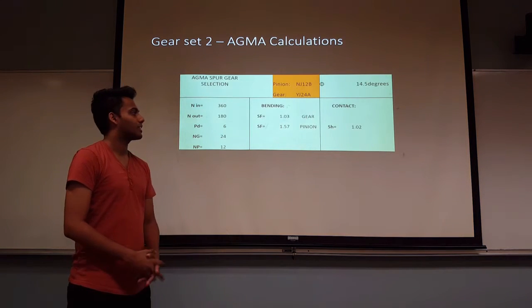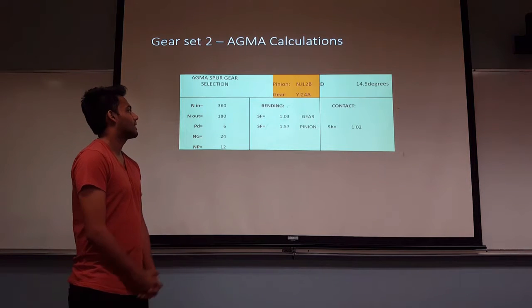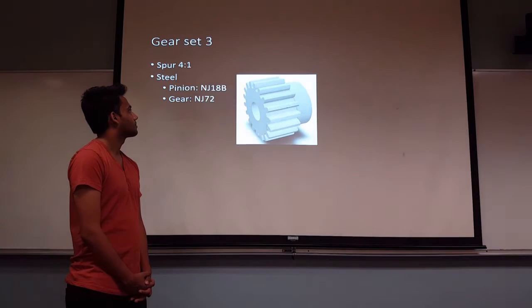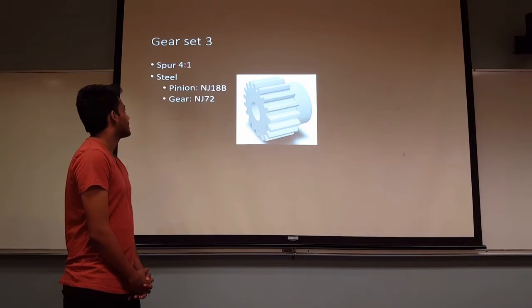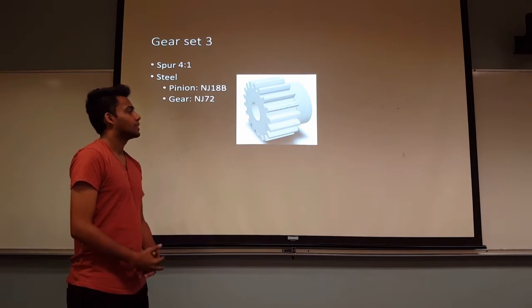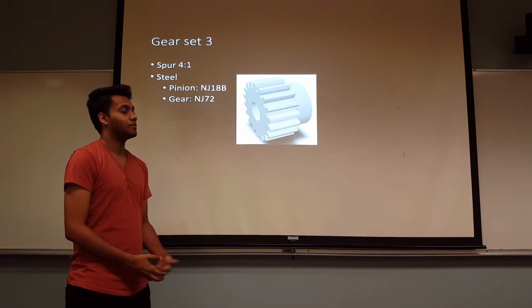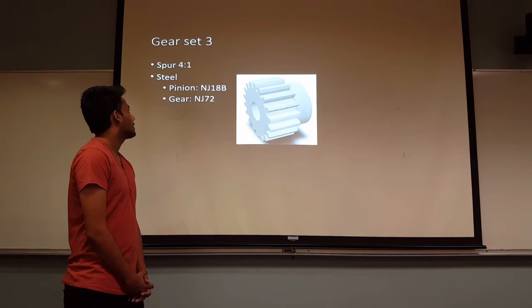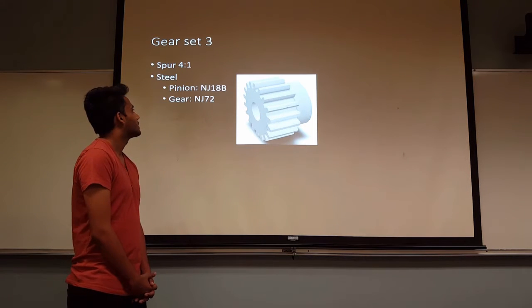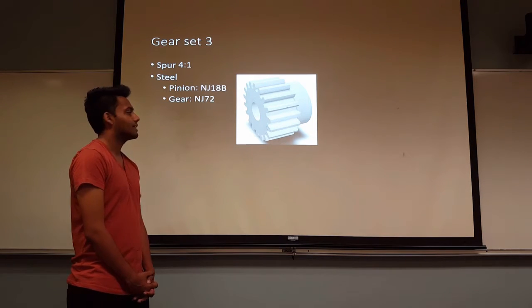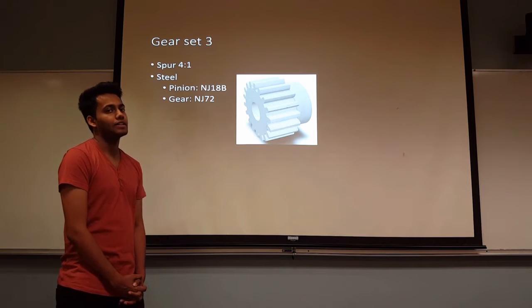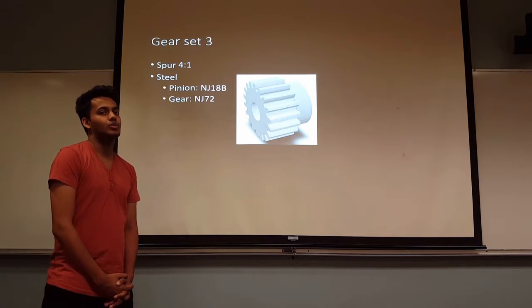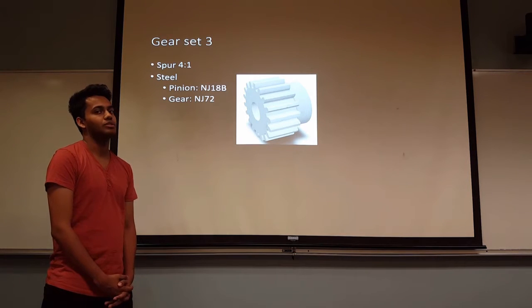Again, these are the AGMA calculations on this particular gear set, and as you can see, the factor of safety ensures a safe design. This is gear set number 3, and this one causes major speed reduction, almost 4:1. The material is again steel, and the pinion is NJ18B, while the gear is NJ72. The teeth ratio is 72:18, which is about 4:1.